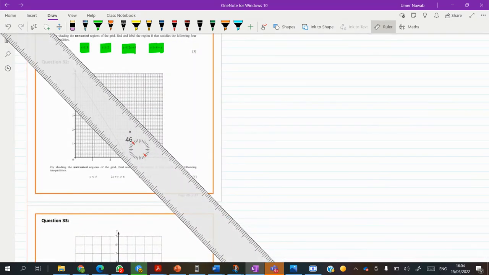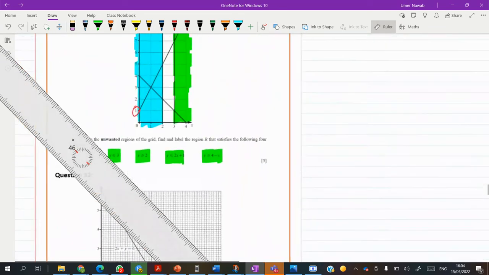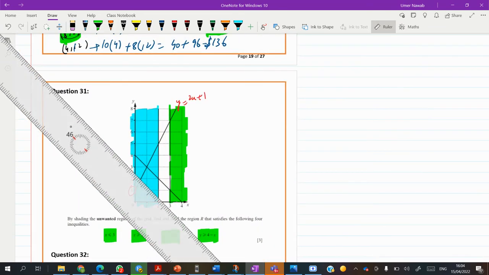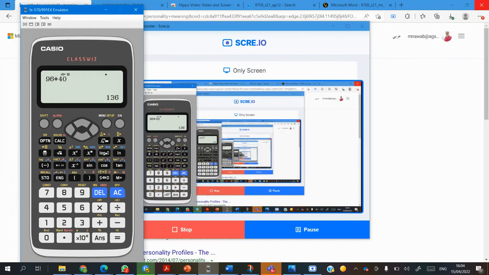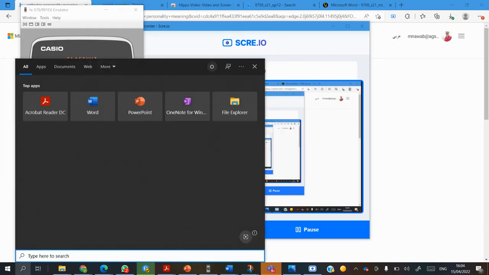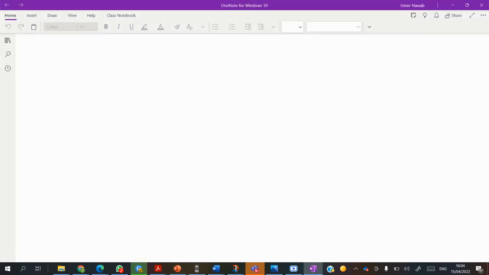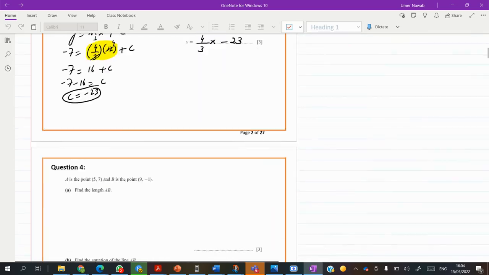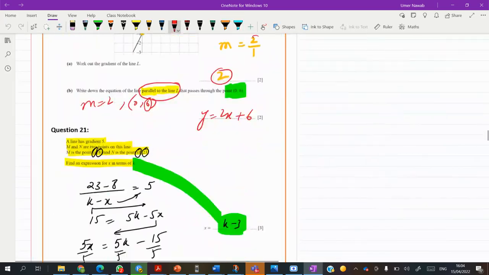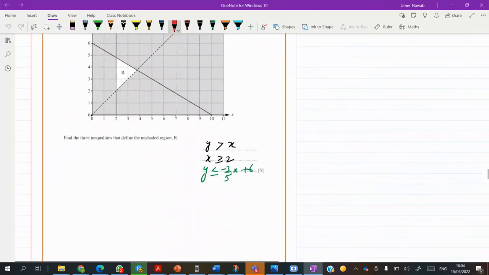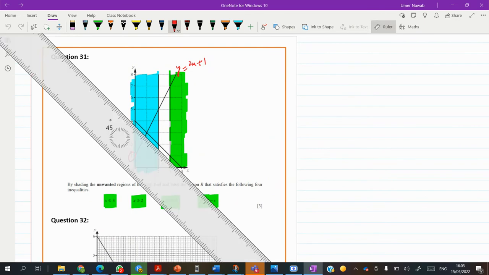So I'm gonna shade this portion. I don't know, something happens to my OneNote. I need to open it again. I just reached to this.